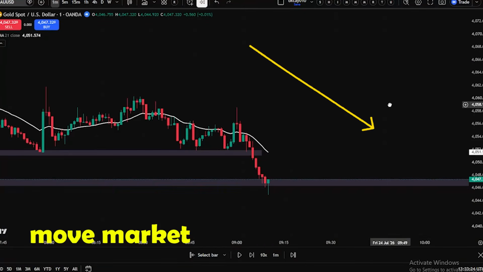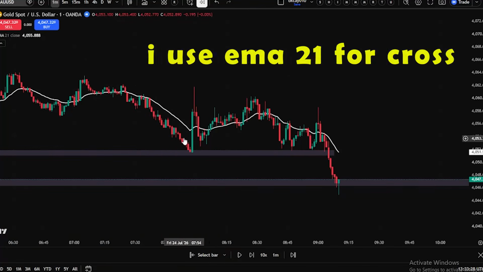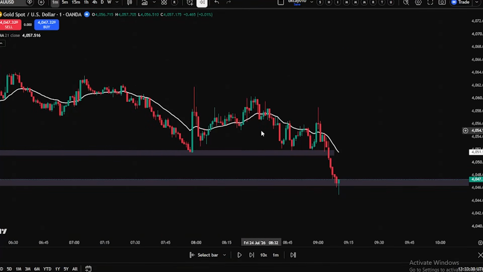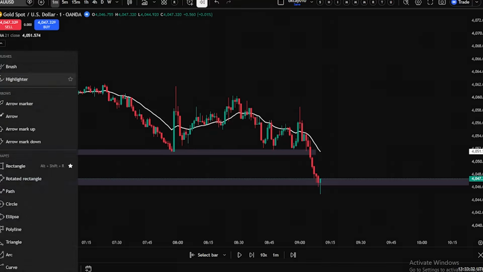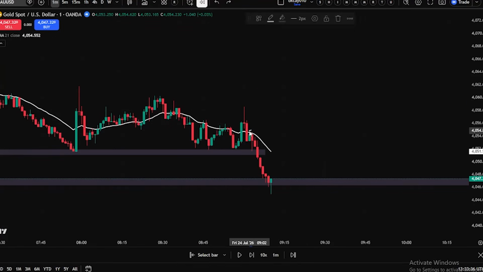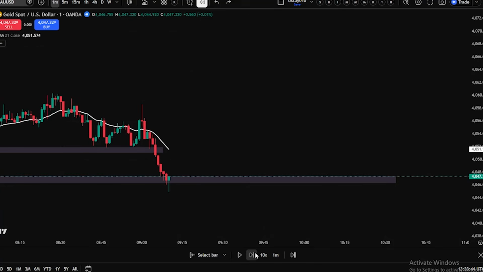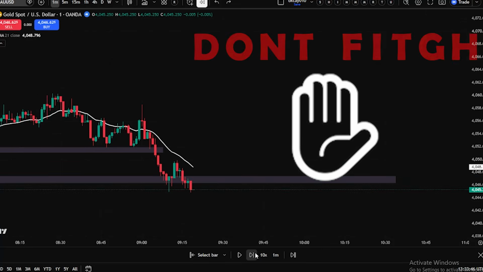First, I look at the general direction of the market. To do this, I use the 21 EMA. If the price is above the 21 EMA and the EMA is moving up, I focus primarily on buying opportunities. If the price is below the 21 EMA and the EMA is moving down, I focus primarily on selling opportunities. The reason is simple. I don't want to fight the market.